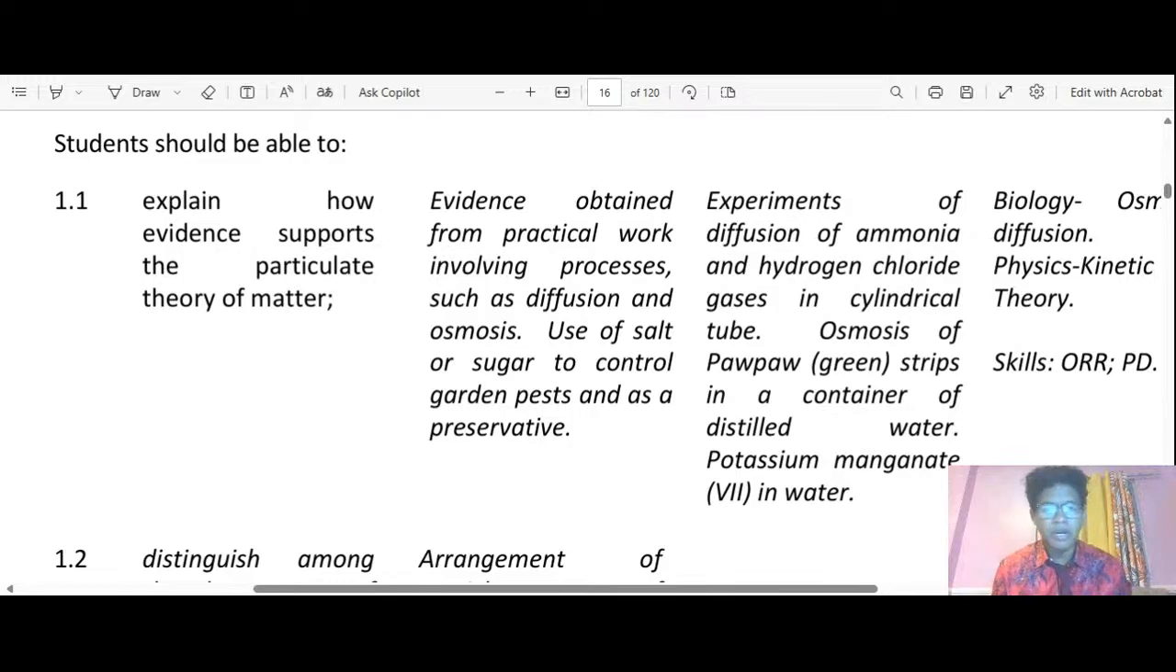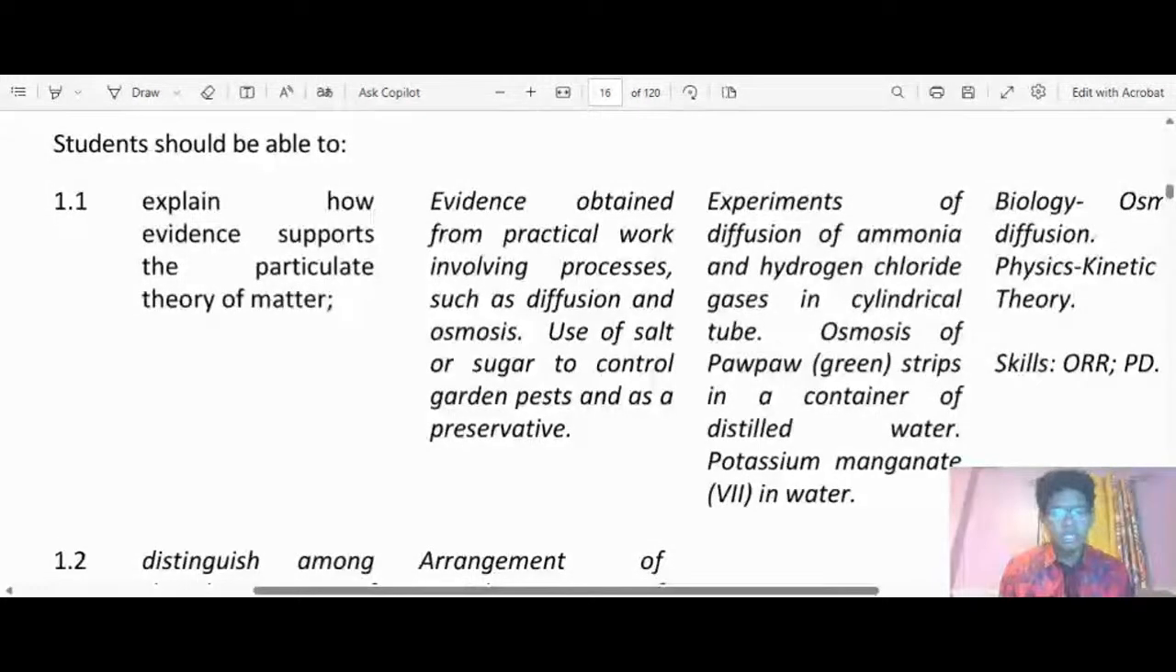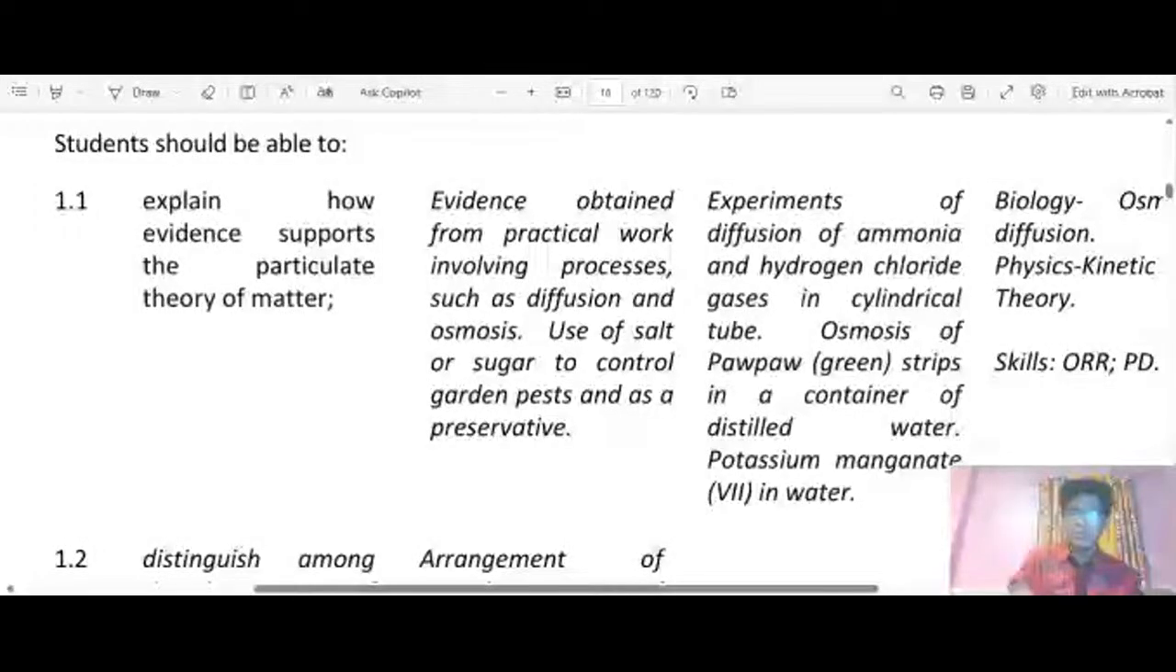Evidence obtained from practical work involving processes such as diffusion and osmosis. The use of salt or sugar to control pests as a preservative. Something to note is that we could utilize salt and sugar to control garden pests and as a preservative. I did make a video on that. You could look at the playlist at a later date.